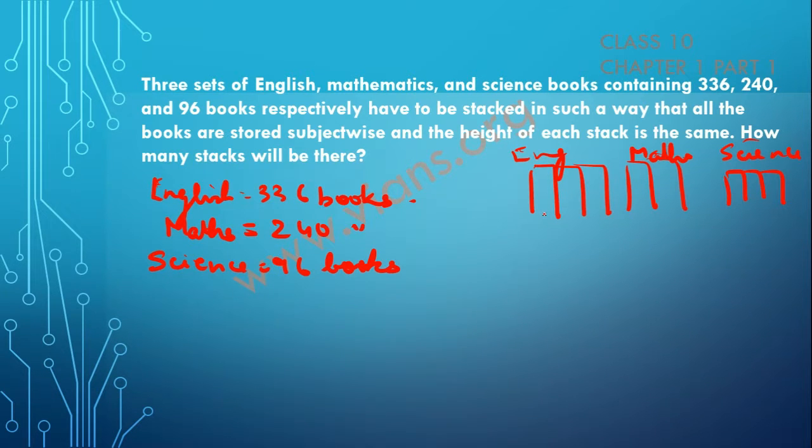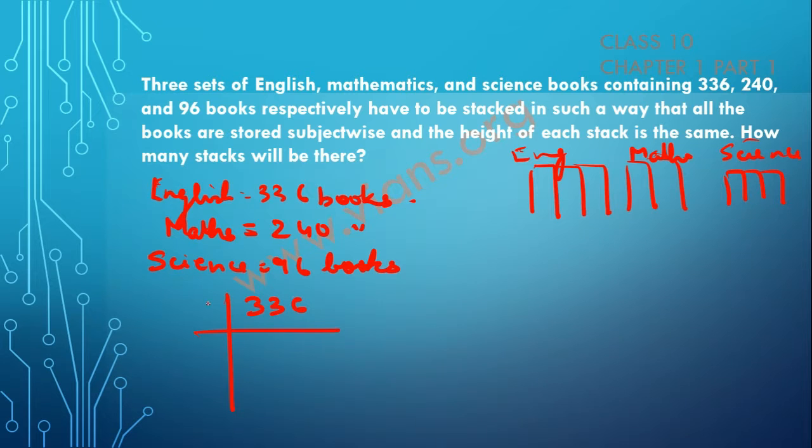So for the height of each stack to be the same, you need to find out what's a common factor between these three numbers, that is 336, 240, and 96, and what's the highest common factor. Basically that would be the number of books that need to go into every stack, and then we can define based on the subject how many stacks would be there.